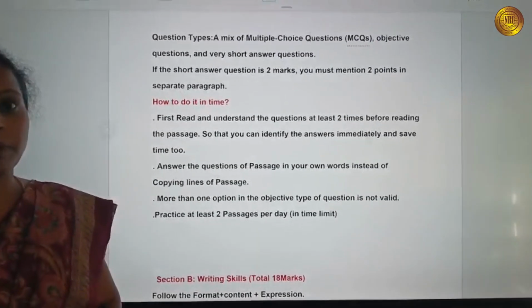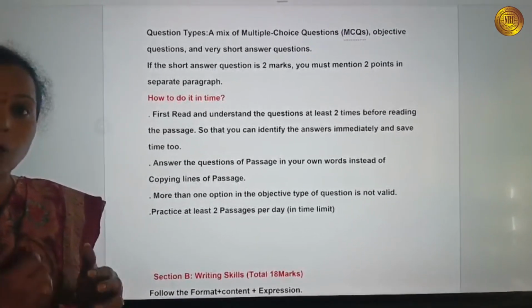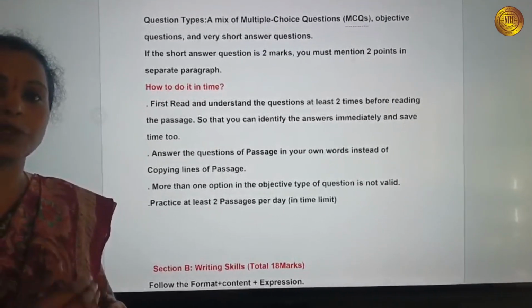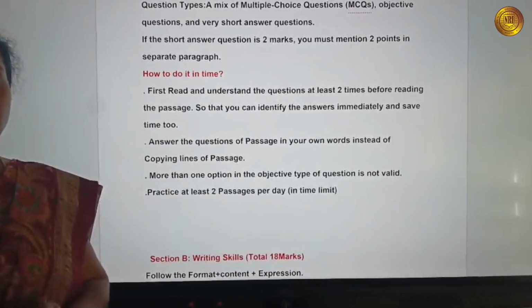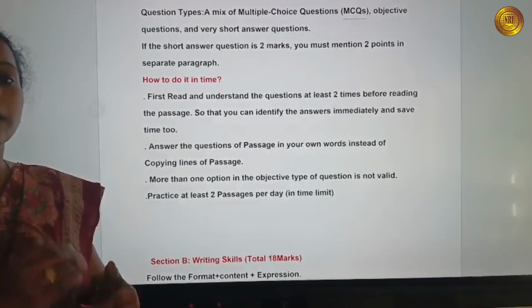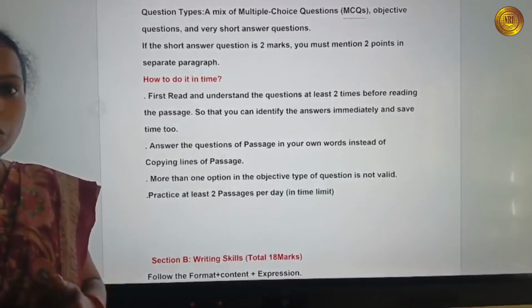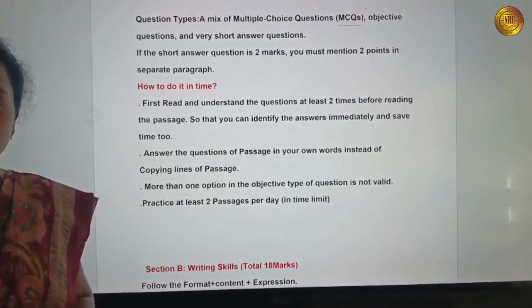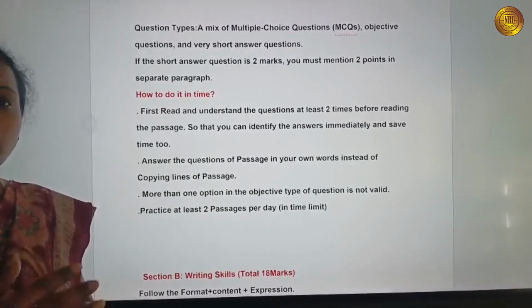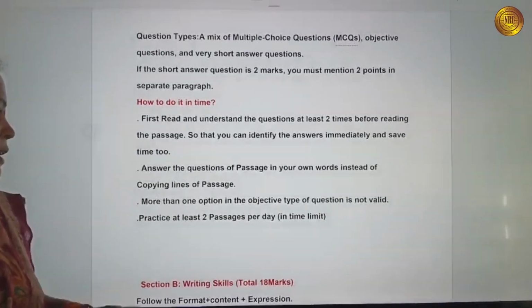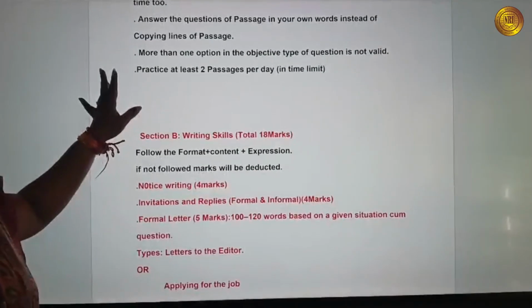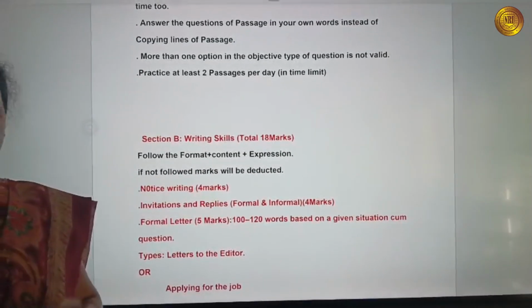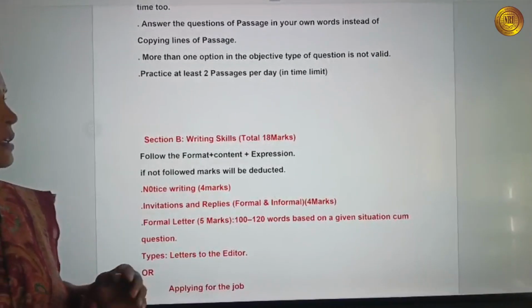Read the question paper thoroughly, and before reading the passage, read the questions first. Read the questions first, then start reading the passage, so that you can find the answers easily and avoid wasting time. Okay? Instead of copying from the passage, try to write in your own words.